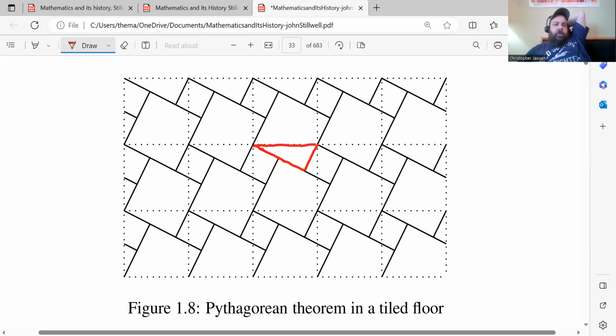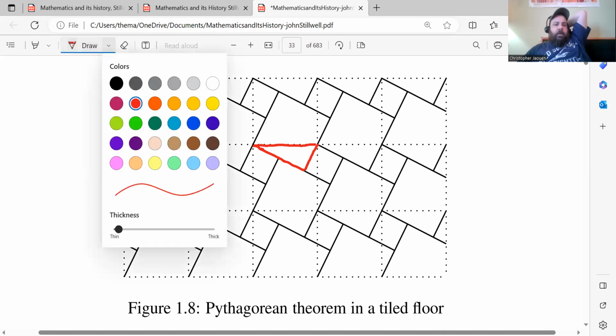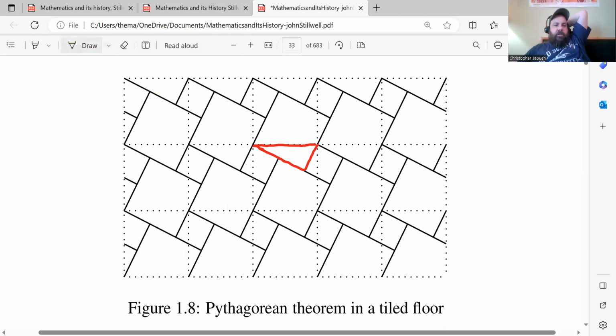So that right triangle, notice the hypotenuse of that triangle is the dimension of a square. It gives you the dimension of the dotted square. Let me just outline that in a different color just to make it obvious. So this square with the dotted outline has sides equal to the length of the hypotenuse of that red triangle.